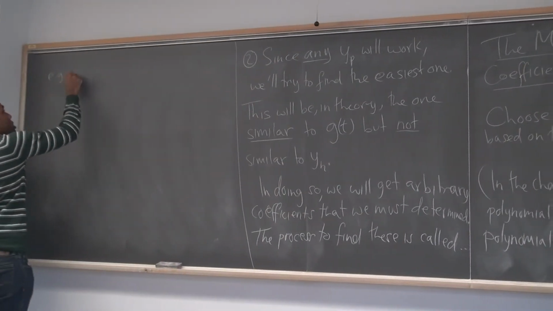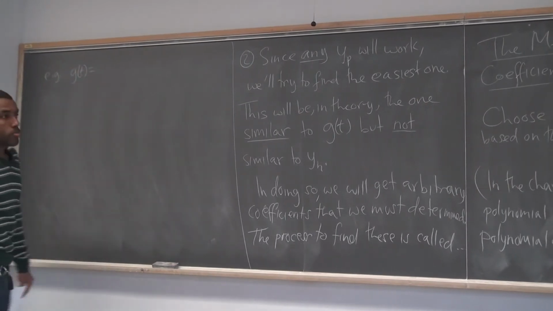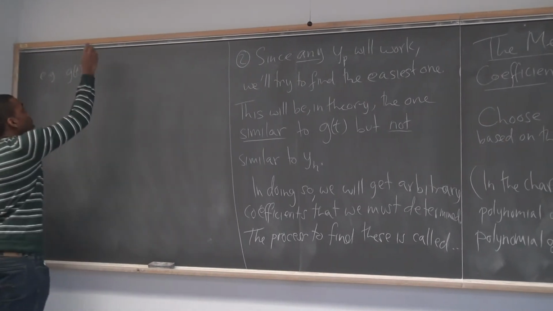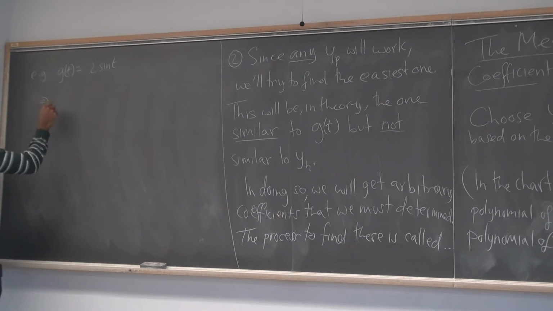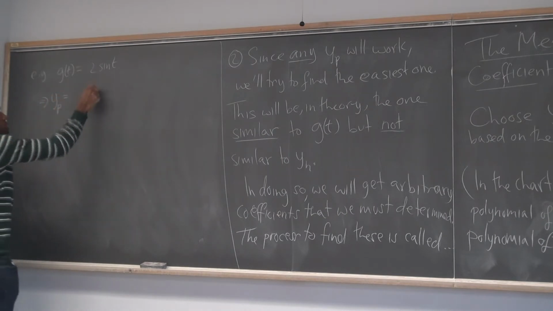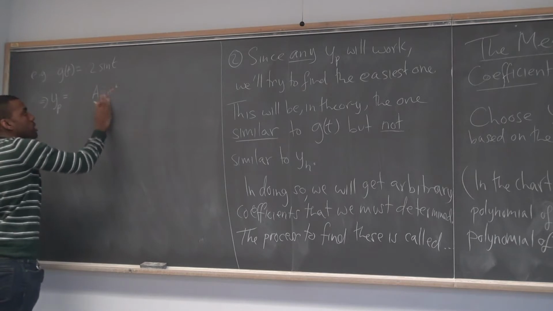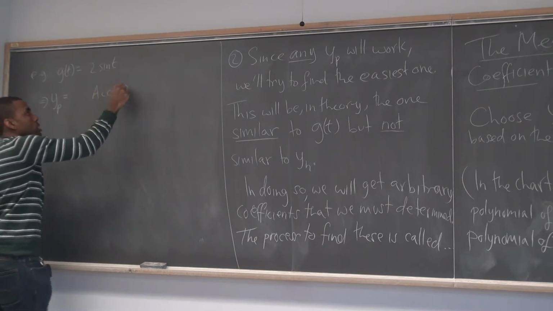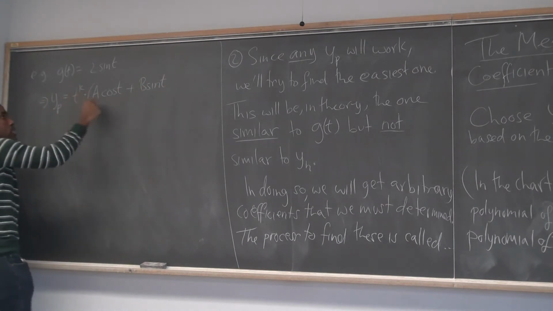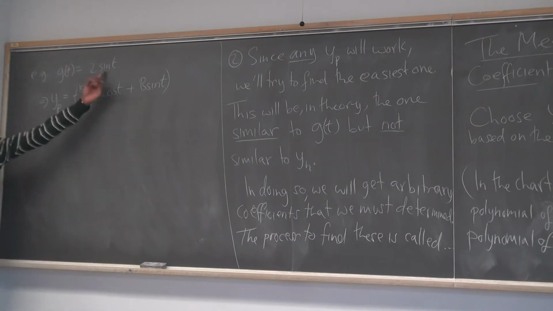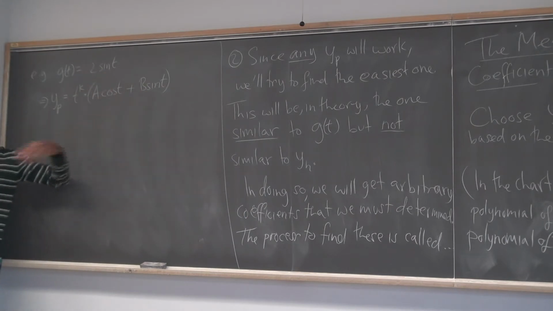So, example, let's say your g of t is equal to 2 sine t. Then what you would pick for yp would be a cosine t, well, they usually put the cosine first, there's no particular reason, plus b sine t. And then you multiply that by t to the k as necessary. Once a sine or a cosine shows up, you have to put both of them, because when you start taking derivatives of sine and cosine, they turn into each other.